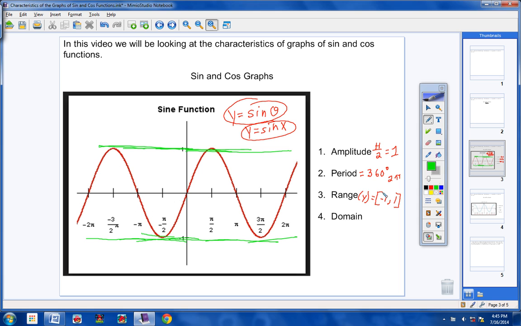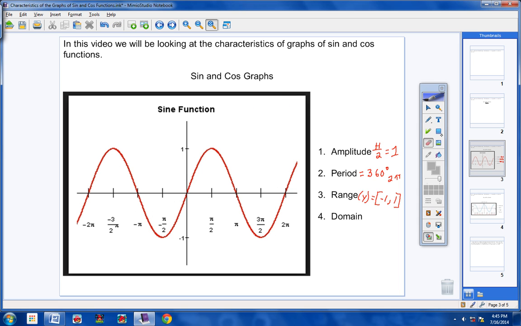Now notice I used brackets. That means from -1, comma, to 1, inclusive. Brackets means inclusive. Okay? And notice the graph does go up to 1, so it's inclusive, and it does go down to -1, which is inclusive. So the range of a normal sine function graph is going to go from -1 to +1. That's the range, okay?